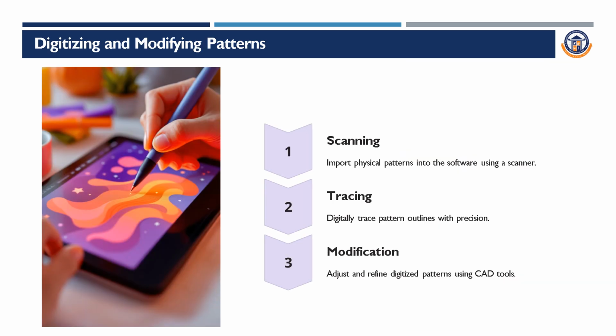Digitizing and modifying patterns. Digitization converts hand-drawn patterns into digital format for easy modification. The steps in digitizing are scanning, tracing, and modification. Scanning imports the physical pattern into software. Tracing outlines the pattern digitally for accuracy. In modification, we adjust the shape, curves, and sizes using CAD tools.